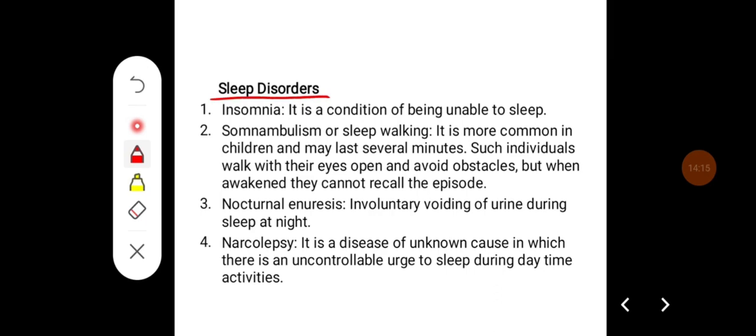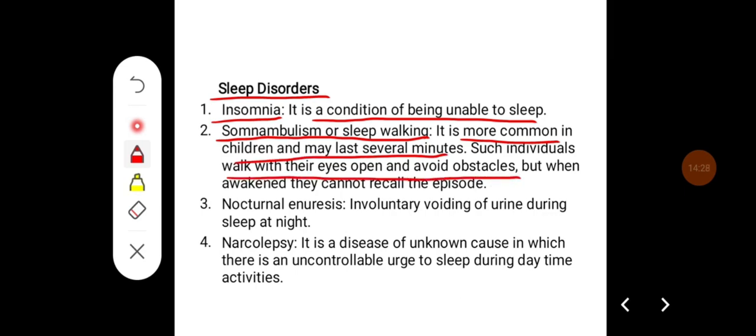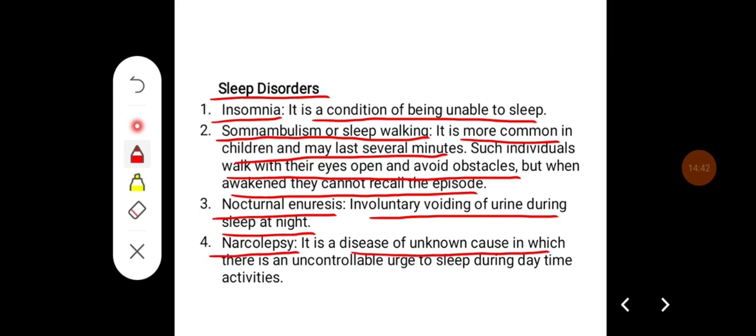Coming to sleep disorders, insomnia is a condition of being unable to sleep. Somnambulism, or sleepwalking, is more common in children and may last for several minutes. Such individuals walk with their eyes open and avoid obstacles, but when awakened, they cannot recall the episode. Nocturnal enuresis is involuntary voiding of urine during sleep at night. And narcolepsy is a disease of unknown cause in which there is an uncontrolled urge to sleep during daytime activities.